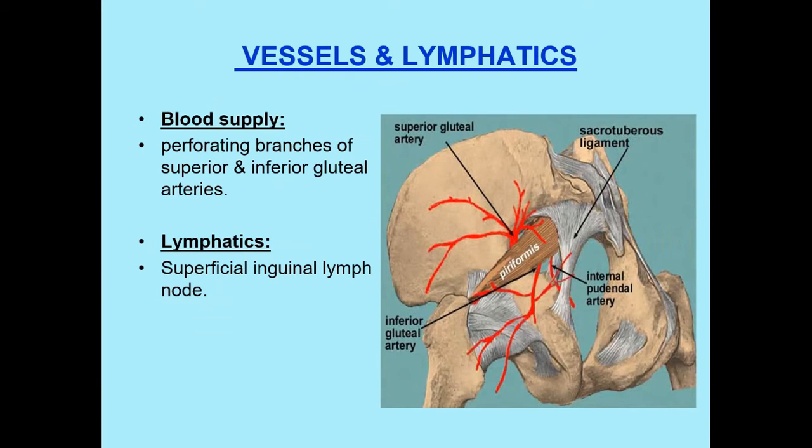Vessels and lymphatics. Blood supply of this region is from perforating branches of superior and inferior gluteal arteries, and lymphatic drainage is through the superficial inguinal lymph nodes.